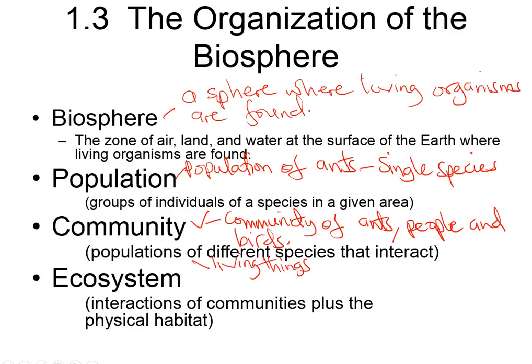For example, in our ecosystem here, we have different communities. We have people, we have animals, we have trees. All those living things are different populations. We have populations of trees, population of ants, or we have a community of animals and a community of plants, and maybe a community of bacteria or whatever. But when we talk about an ecosystem, we also include where they live.